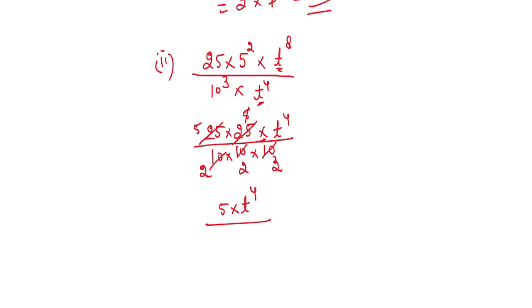How many times? 3 times. It means 2 twos are 4, 4 twos are 8. So the answer is 5 times 3 raised to the power 4 divided by 8.